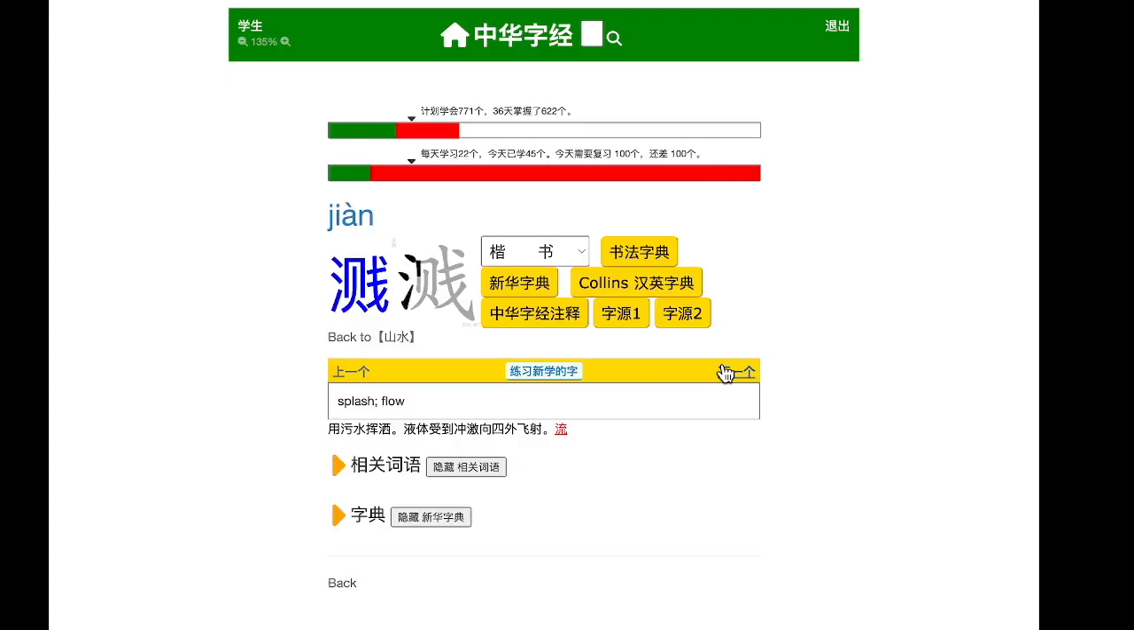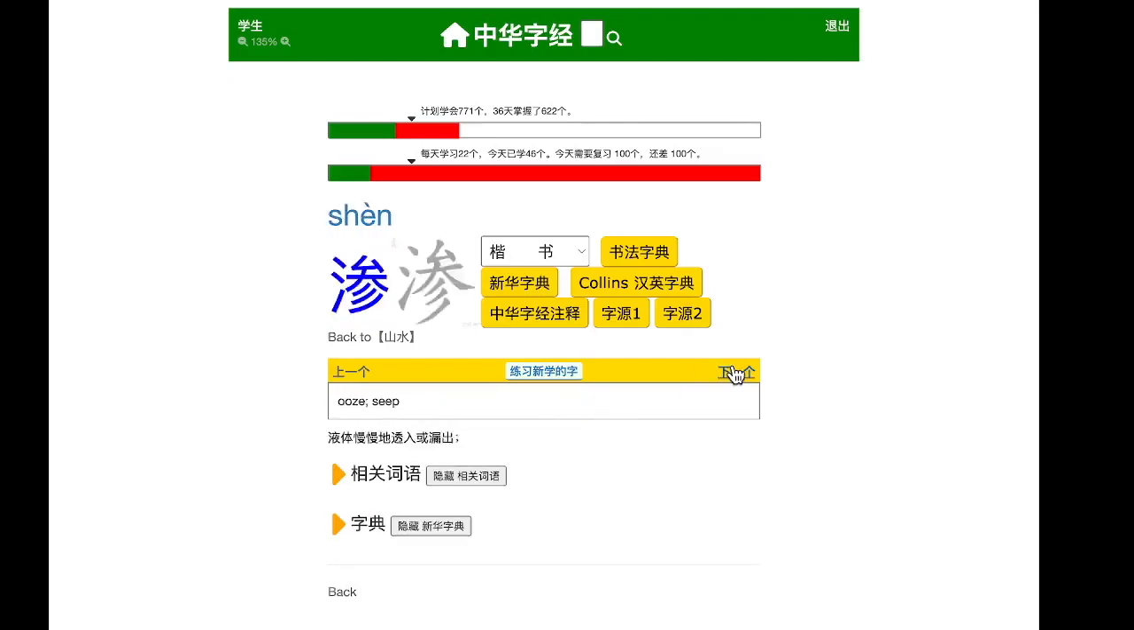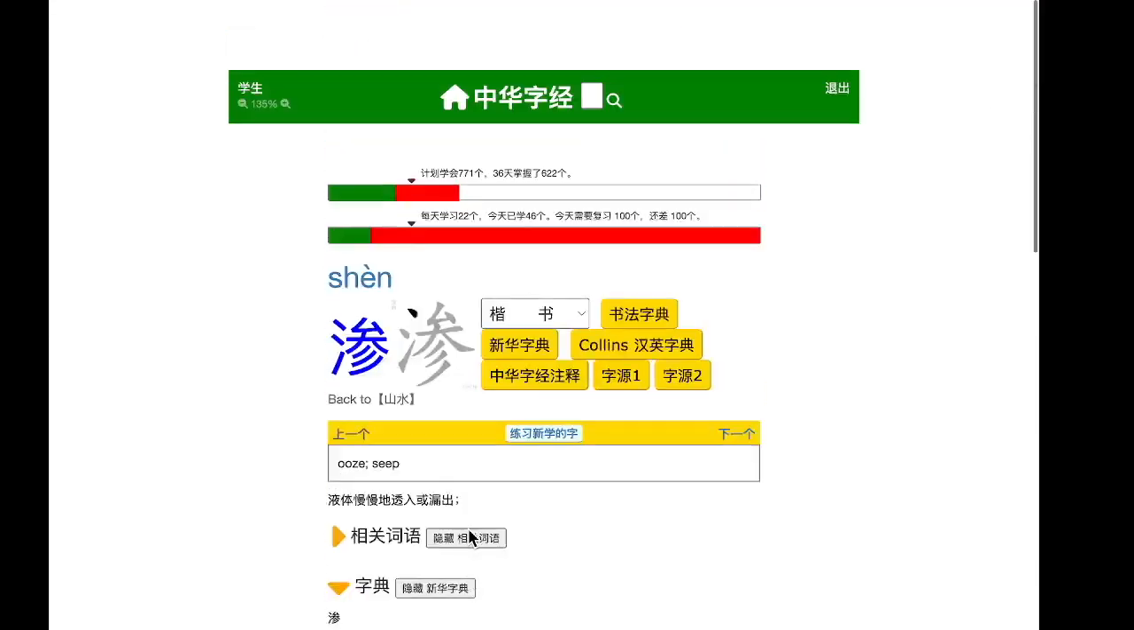溅 means to splash or flow. Usually you'd use it more often for splash than for flow. 渗 means to ooze or seep, like penetrate or soak through. We'd use 渗.